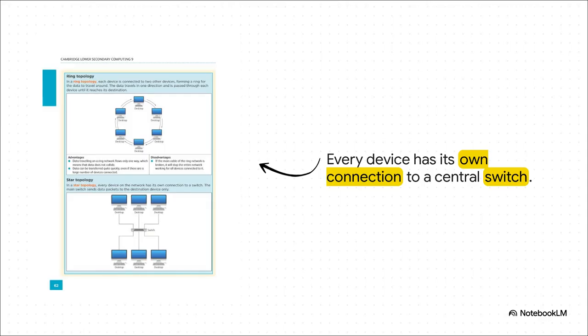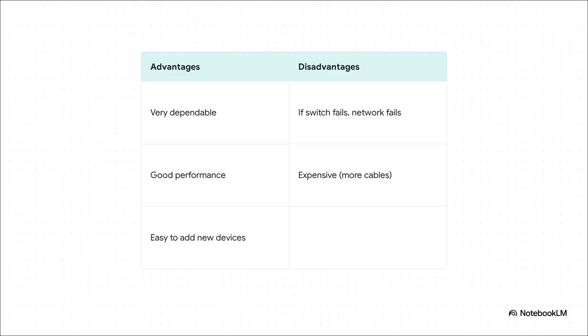And here's the brilliant solution. In a star topology, there's no single backbone cable to break, there's no fragile ring. Instead, every single device gets its own dedicated cable connecting it directly to a central hub, which is usually a switch. And these advantages are exactly why this design is the modern standard.